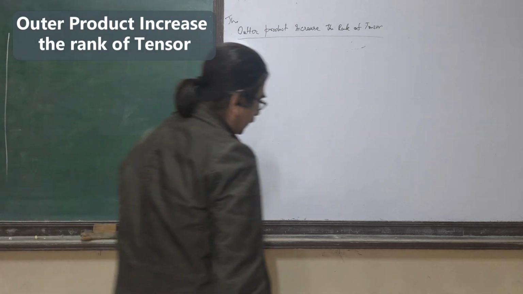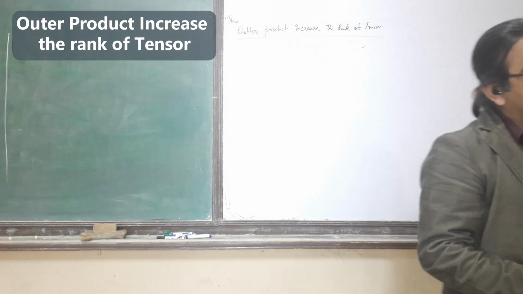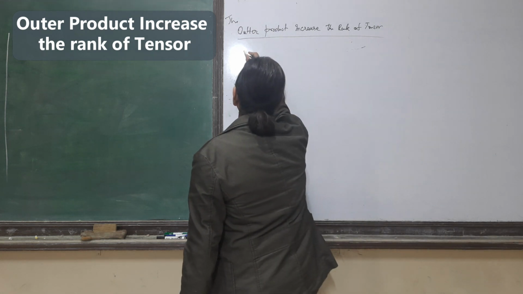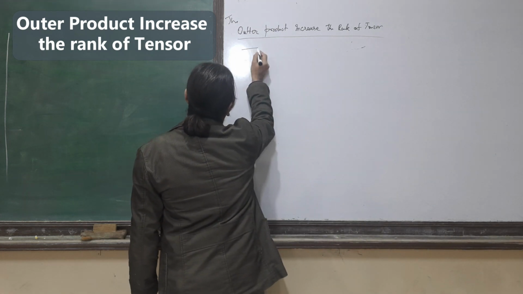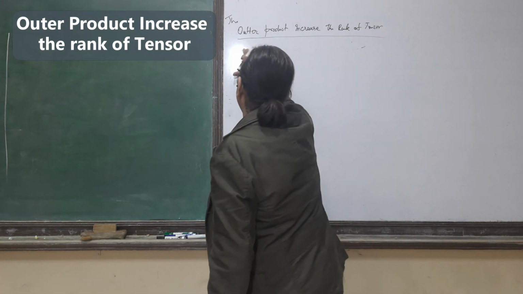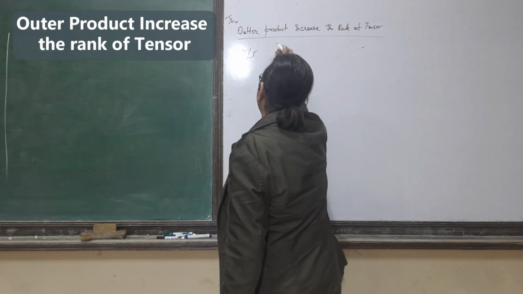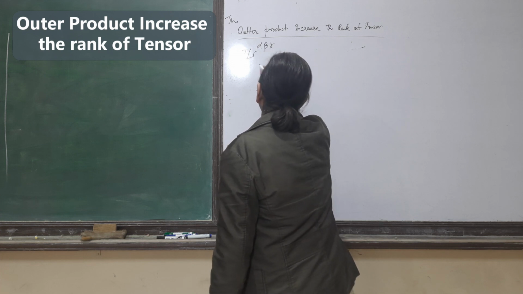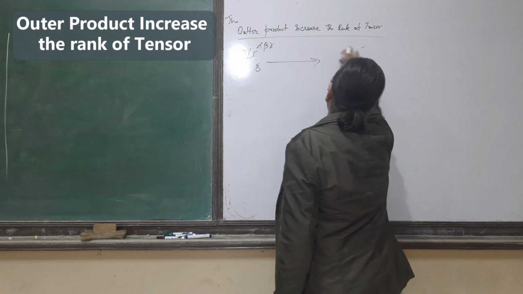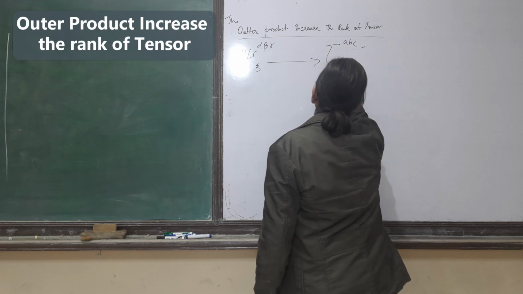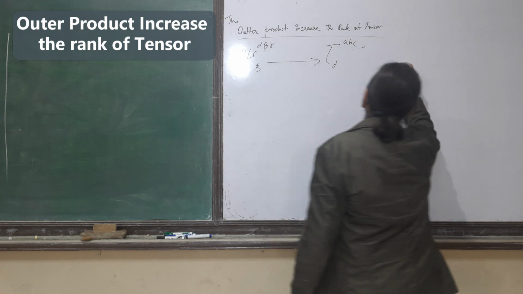This outer product will increase the rank. The inner product will decrease, and the outer product will increase the rank of a tensor. How? If you have two tensors, psi of alpha, beta, gamma, sigma, that move toward A, B, C, and D.